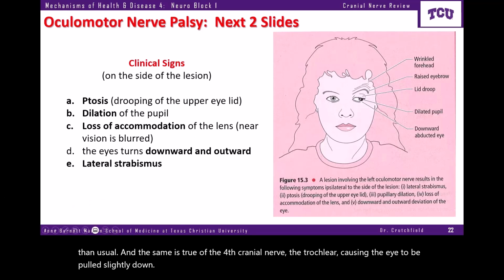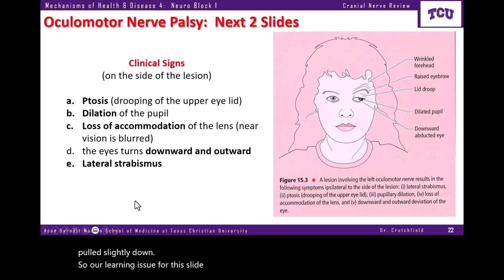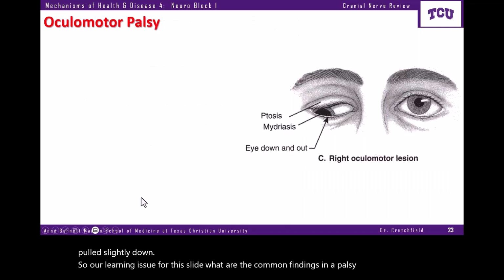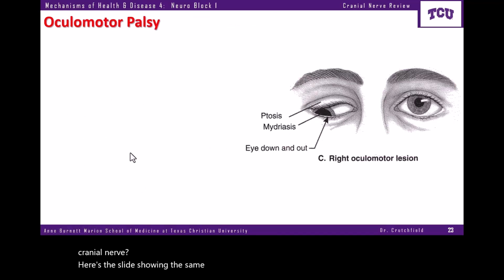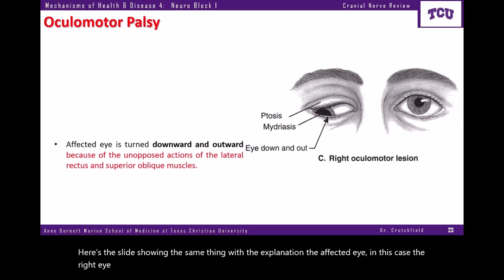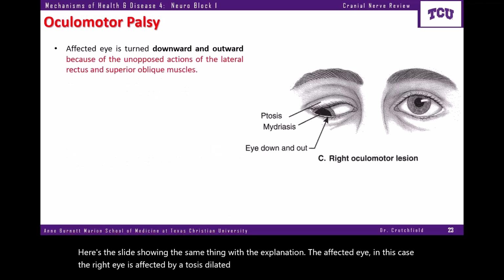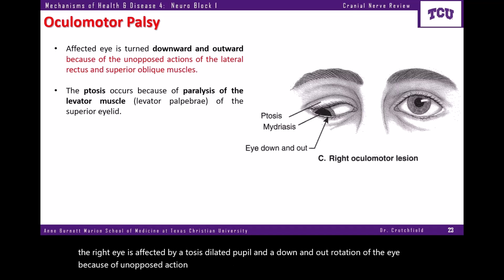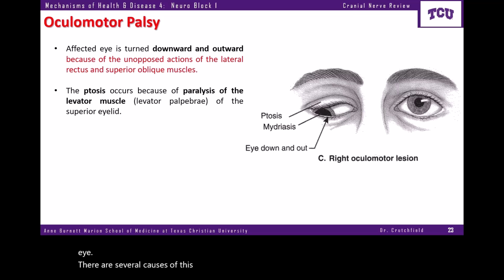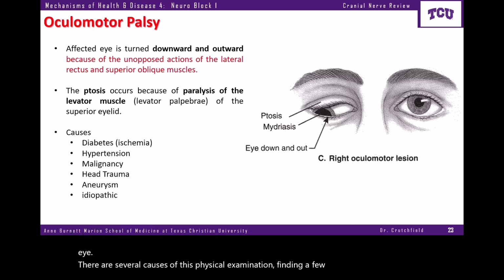So our learning issue for this slide: what are the common findings in a palsy of the third cranial nerve? Here's a slide showing the same thing with the explanation. The affected eye, in this case the right eye, is affected by ptosis, dilated pupil, and a down and out rotation of the eye because of unopposed action of the lateral rectus and the superior oblique muscles of the eye. There are several causes of this physical examination finding. A few are listed on this slide.